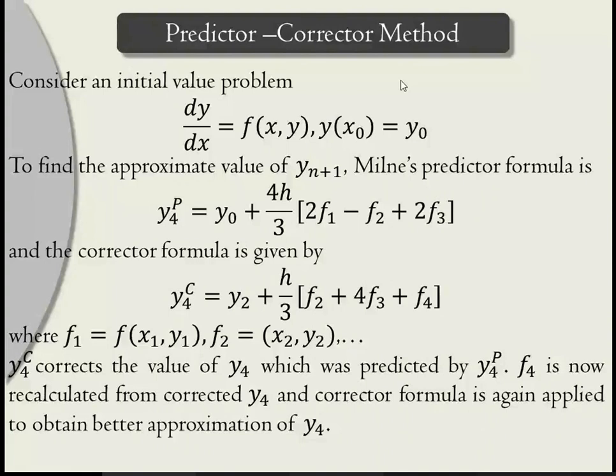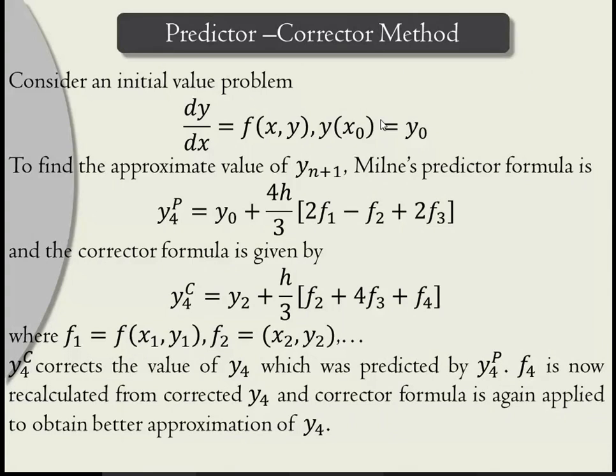So for predictor-corrector, what are the things given? We are given dy by dx, the differential equation. We are given y at x naught equal to y naught. Three more points are given: y at x1, y at x2, y at x3. If they are not given, then we have to use the previous methods to get those 3 points: Euler's method, modified Euler's, or Runge-Kutta method. But generally, in the exam it is given. The 3 points are given: x1, x2, x3 and y1, y2, and y3.